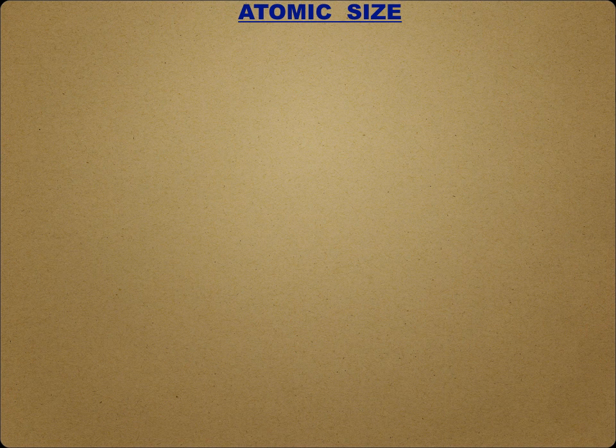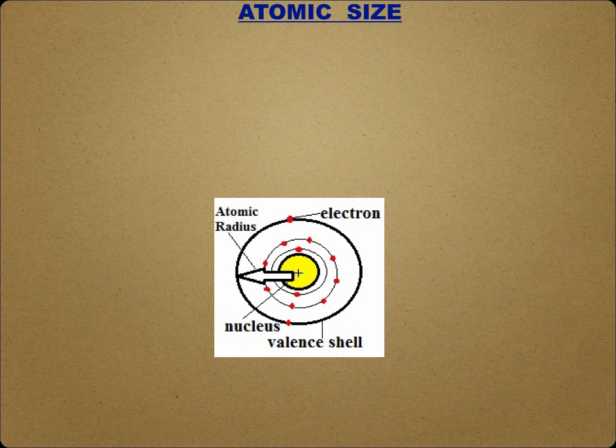Next we shall see what's atomic size. The size of an atom is indicated by its radius. Atomic radius is the distance between the nucleus of the atom and its outermost shell. Atomic radius is expressed in the unit picometer, which is smaller than nanometer. Some elements and their atomic radii are given as oxygen 66, boron 88, carbon 77, etc.